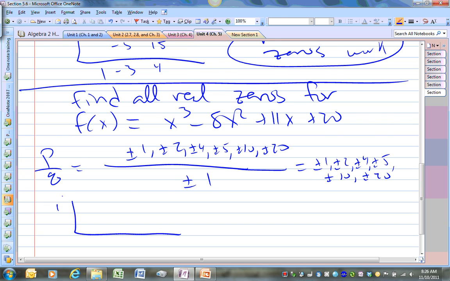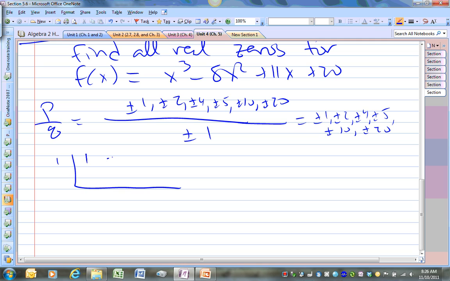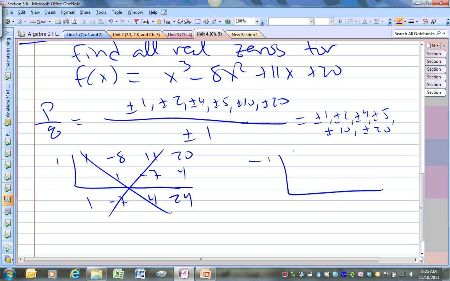So if I test 1 out, 1, negative 8, 11, 20. God, today is just not my day. Okay, that doesn't work. Let's try negative 1. Negative 1, negative 9. Thank goodness. We found that worked. So negative 1's a 0, because the remainder is 0.